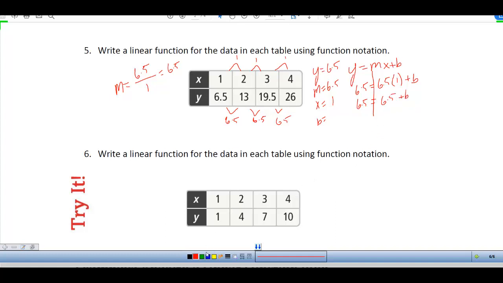So in this case, we see when we subtract 6.5 from both sides, b is 0. So then my equation, y equals 6.5x. I could write plus 0, but we typically don't, so we're going to leave that off. And then to change it into a function rule or function notation, we just put f of x equals 6.5x. So again, the change there is we are changing our y equals from slope-intercept form to this function notation.